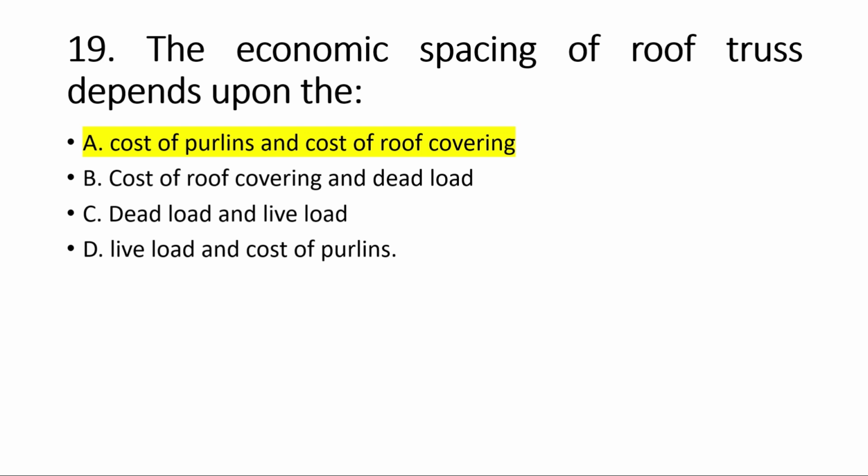Next question is the economical spacing of roof truss depends upon the, we know it is cost of purlins and cost of roof covering. We have a formula T is equal to 2P plus R. Okay, cost of purlin and cost of roof covering. So economical spacing of roof truss depends upon the cost of purlin and cost of roof.